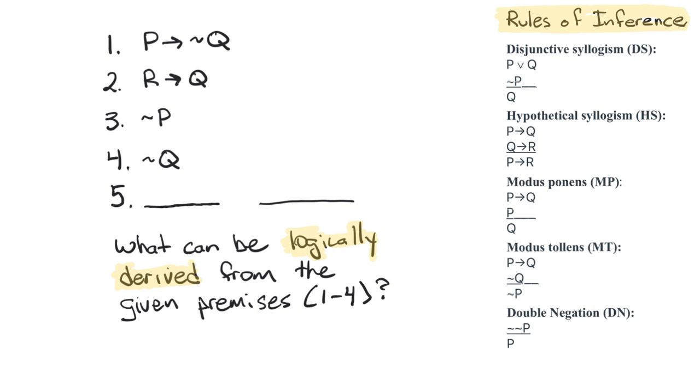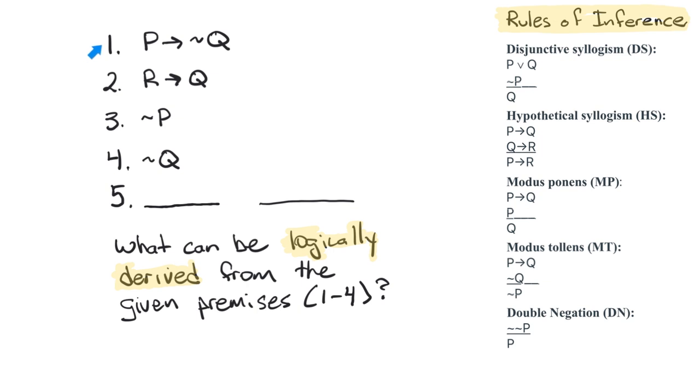Here's our next derivation problem. This one's a little bit longer, a little bit more complicated, a few more things to consider, but the basic rules of inference will apply here too. So here, the question is, what can be logically derived from the given premises, that is, lines 1, 2, 3, and 4? Given that those are true, what else can be derived logically, just by the rules of logic? So we've got a couple of options here.